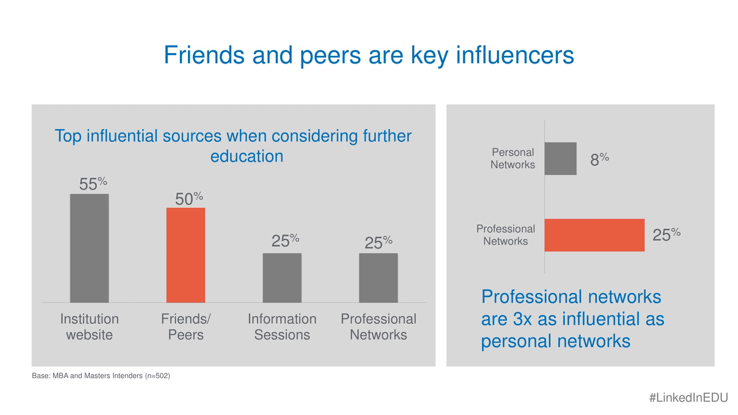We also found that the higher ed decision process is a very social one. Friends, family, and peers were the second most influential source of information when considering further education, even more so than school resources like information sessions and enrollment counselors.